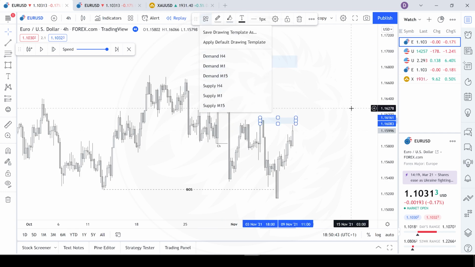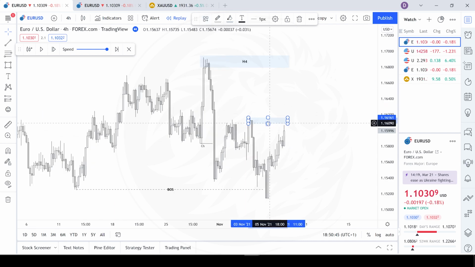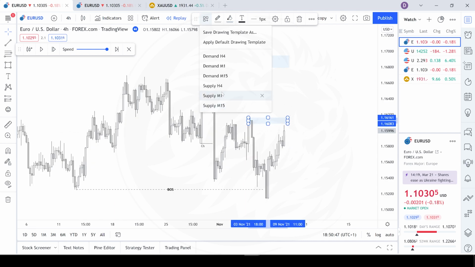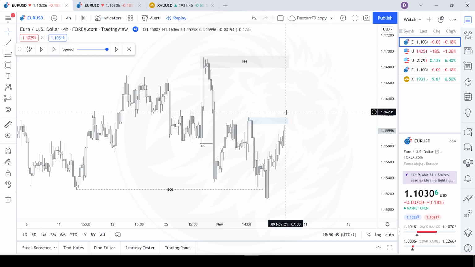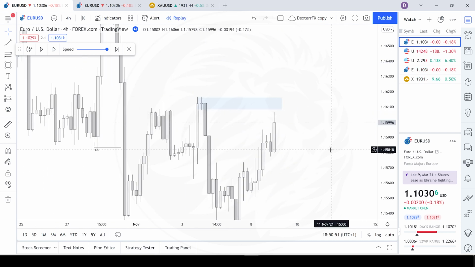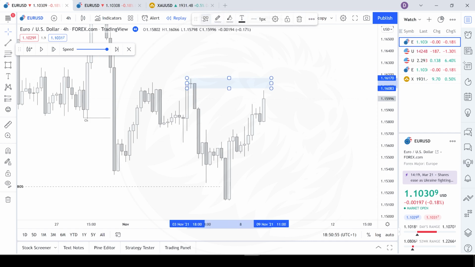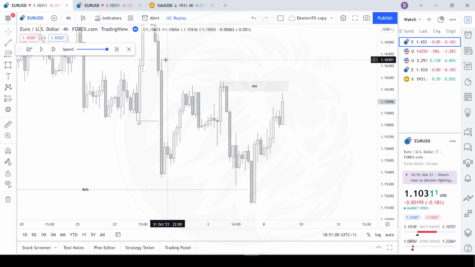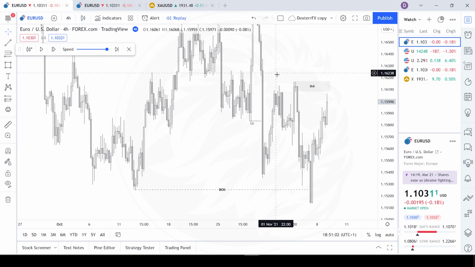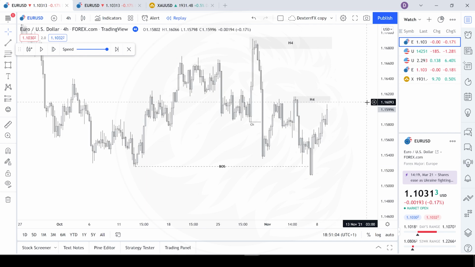Okay, so now let's wait for the price to come back into the POI. Okay, perfect. So now I will wait for the price to make a change of character here in the H4 supply, because I'm bearish and I want to see a change of character.